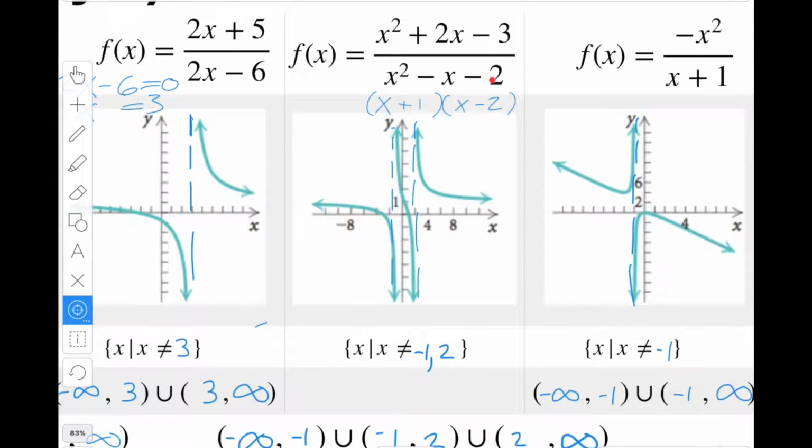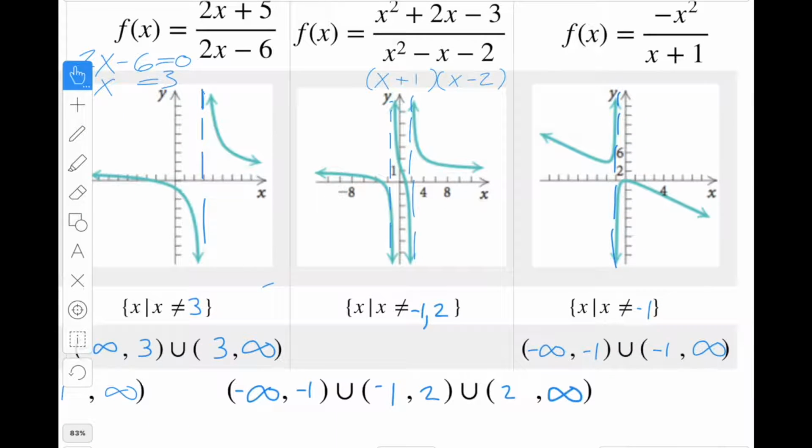Here we can factor the denominator, and we get x plus 1 and x minus 2. And after factoring the denominator, if we set it equal to 0, then we see that x cannot equal -1 and +2. So if that's true, then the set notation would look like this. The interval notation would go from negative infinity to -1, that's here. In between -1 and 2, that's here. And then also 2 to infinity, that's here. Never touching -1, never touching +2.